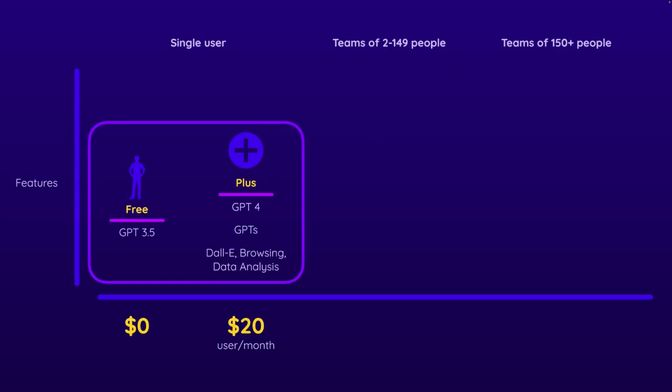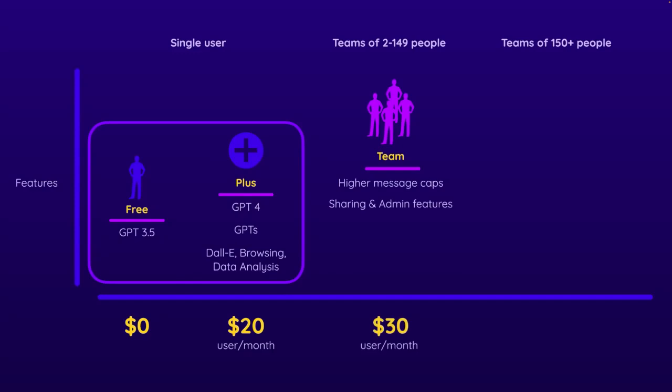Once we leave the single user case and dive into a more corporate environment, the team plan is the next step for small to medium-sized teams. This team plan comes with all features the Plus plan offers, but additionally provides higher message caps. This means you can add longer messages and longer prompts to ChatGPT. And it also offers sharing and admin features. So if you want to collaborate on projects and if you want to administrate the usage of ChatGPT inside your team, then this plan is definitely worth a look. For this plan, you have to pay $30 per user and per month.